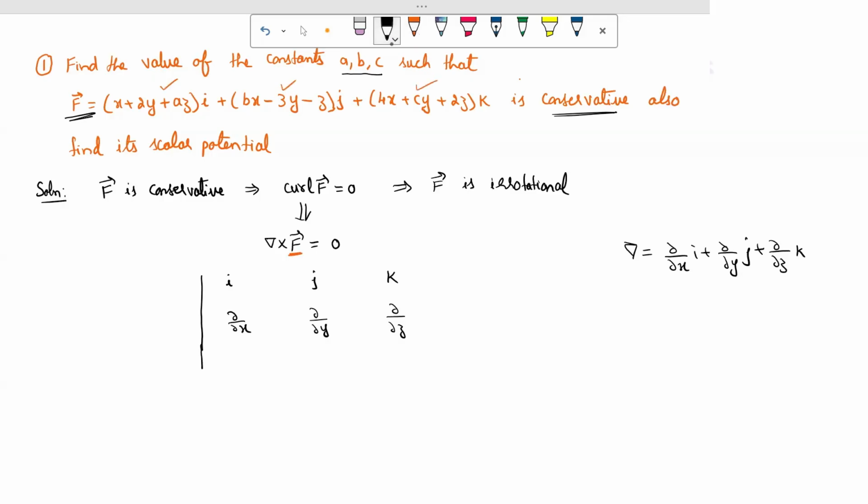Coefficient of i is x + 2y + az. Coefficient of j is bx - 3y - z. Coefficient of k is 4x + cy + 2z. This determinant equals 0. Now let us expand this along the first row. The signs are plus, minus, and plus.